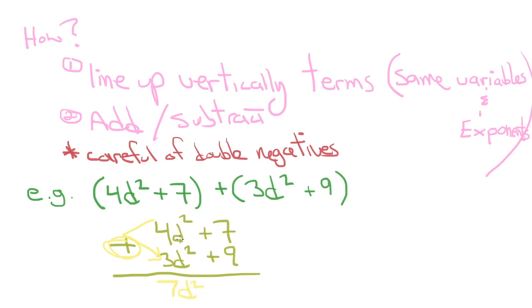Remember, the variable and the exponent stay the same. So these are 7d squared. And then 7 plus 9 is just plus 16. And you're done. Okay, so that's it.